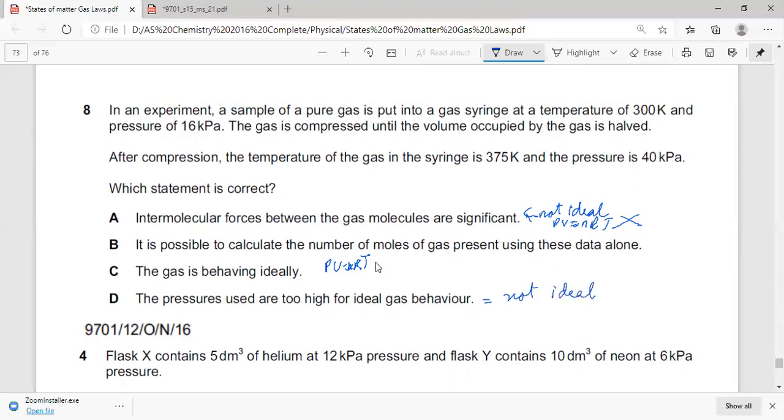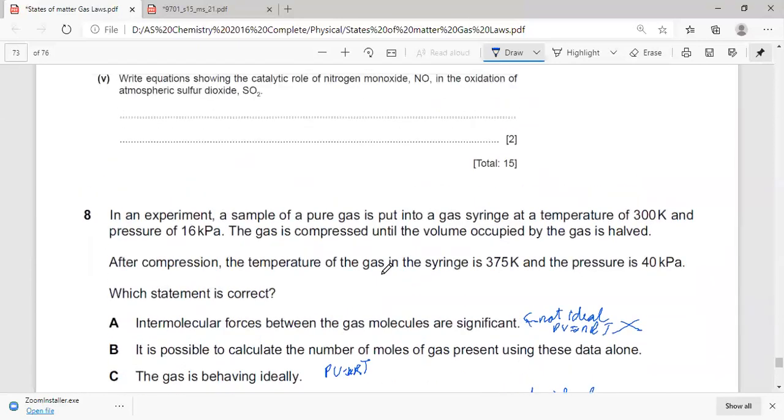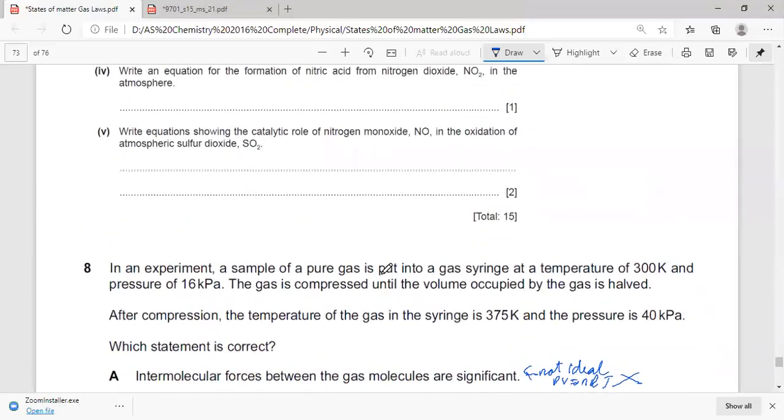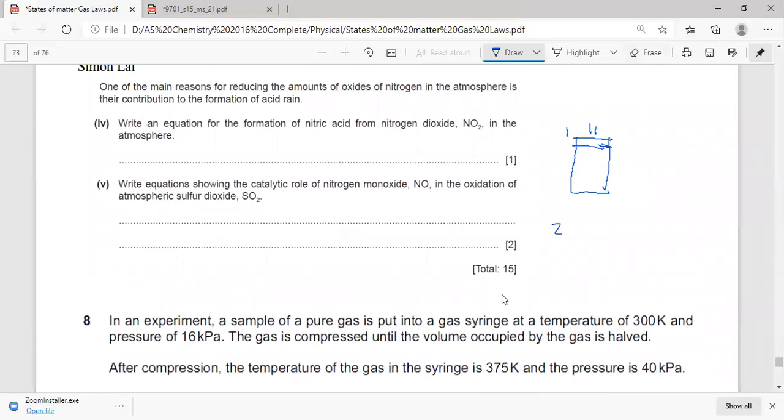So how do you do such a question? Very simple, right? I'm going to use on top here. Now, test one and two. Experiment one, experiment two. In experiment one, a sample of pure gas, the volume occupied is half. Let's draw diagrams.